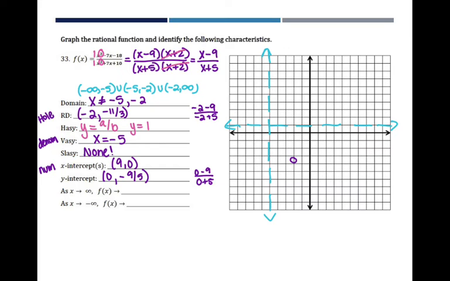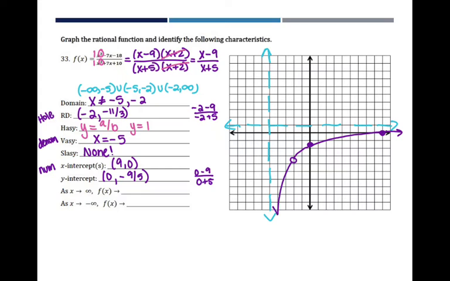What else? X-intercept at 9, 0. 1, 2, 3, 4, 5, 6, 7, 8, 9. And y-intercept at 0, -9/5. -9/5 is -1.8. And with these 3 points, I can go ahead and sketch one portion of my rational graph.